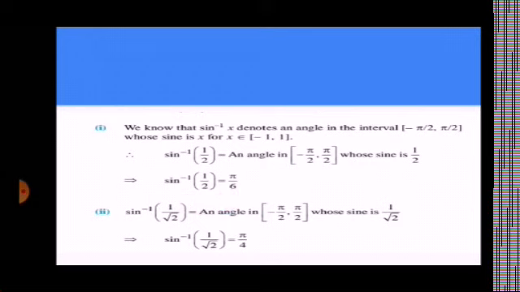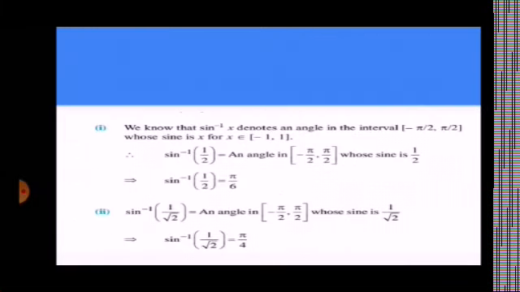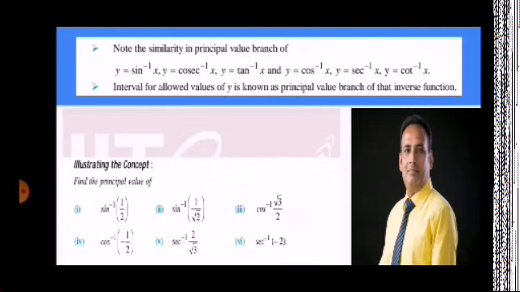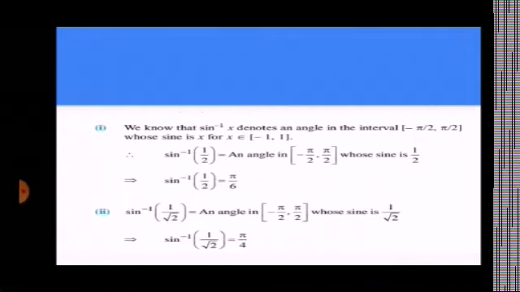Now we have to find sine inverse 1 by root 2. Another question: sine inverse 1 by root 2. So we have to consider once again the angle which lies between -pi by 2 to +pi by 2, and here sine inverse 1 by root 2 is pi by 4.